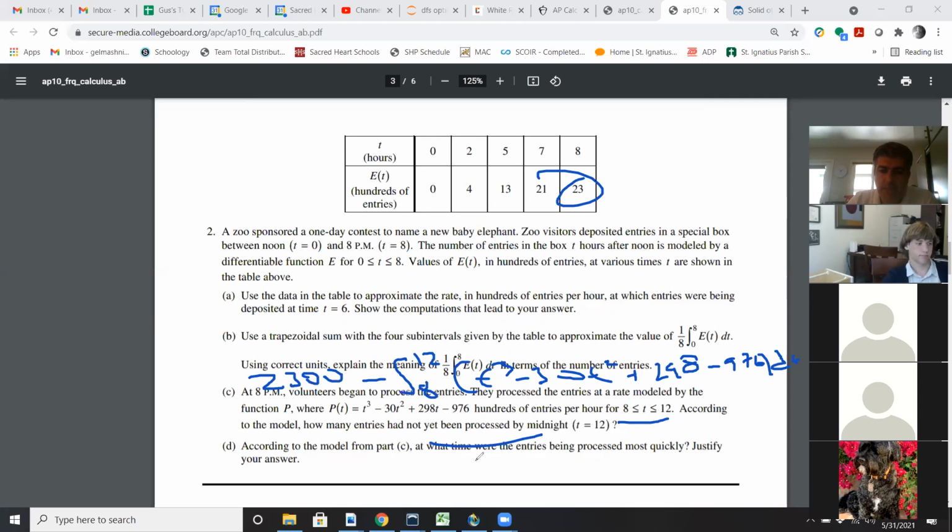And then lastly, what is processed the most quickly? That's actually an EVT problem. So we'll take our derivative and find our critical points. You could just set that equal to 0 and solve, or graph that and find the x-intercepts. And you also have to test the endpoints. You have to test 0 and 8. Well, we already know E of 0 is 0. That's not going to be a max. E of 8.